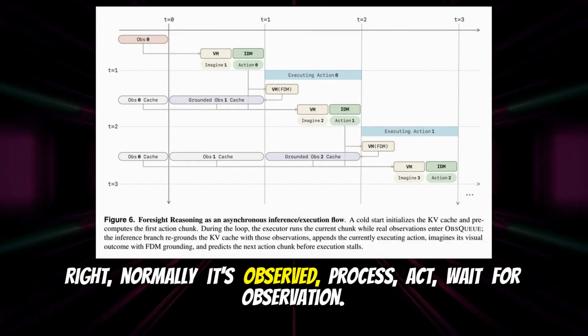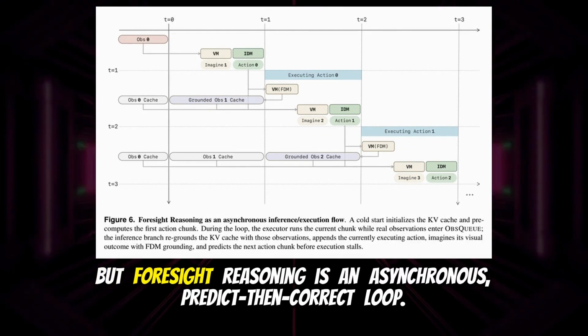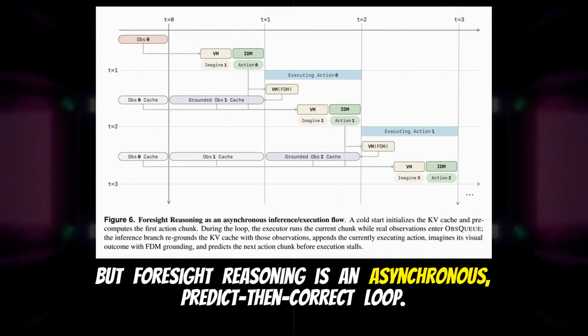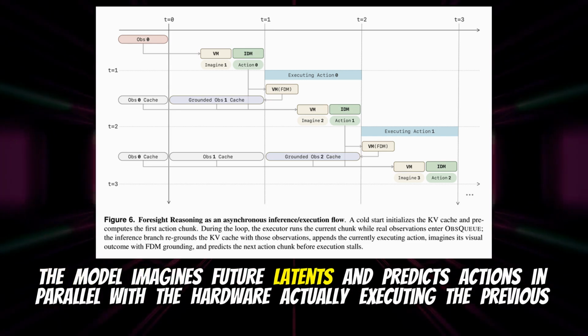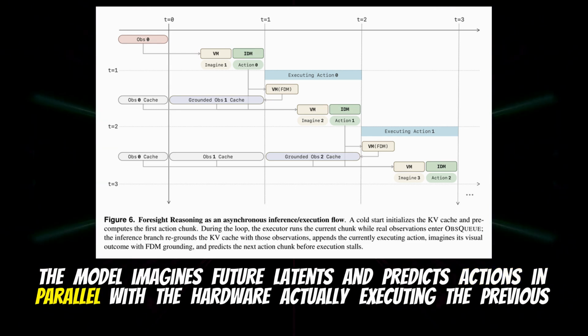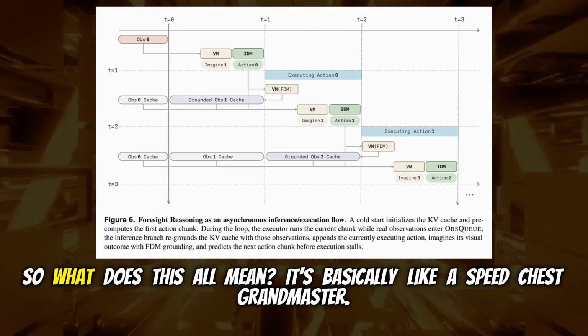Right. Normally it's observe, process, act, wait for observation. But Foresight Reasoning is an asynchronous predict-then-correct loop. The model imagines future latents and predicts actions in parallel with the hardware actually executing the previous actions. So what does this all mean?